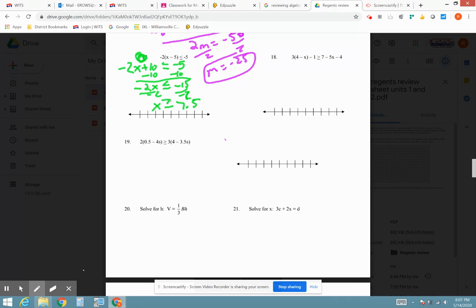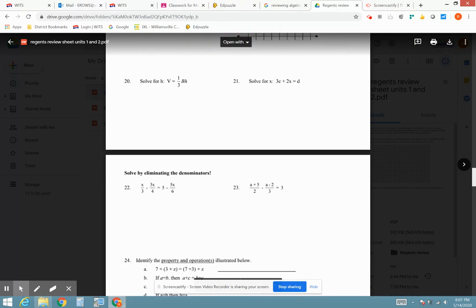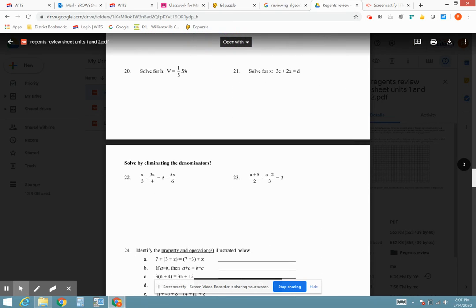Okay, make sure you flip the inequality sign. And we're going to be a closed circle at 7.5, and we're going to be greater. Okay. These are goodies. So let's see, 20 looks like a pretty good one.